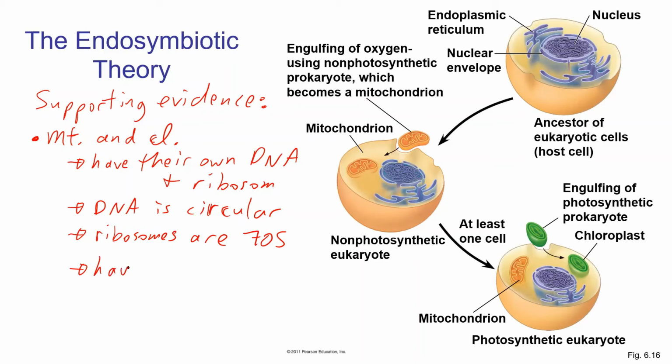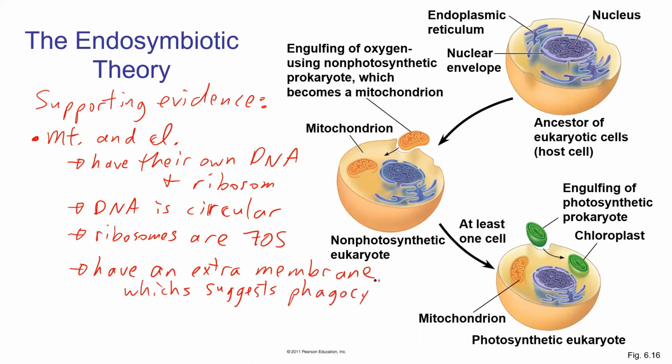They have an extra membrane. Why is that important? Because most organelles only have one membrane. These guys have at least one extra. In the case of chloroplasts, they have two. And why is that important? Because this suggests phagocytosis. So that's some of the main evidence that suggests this.